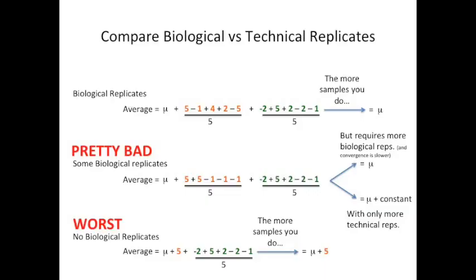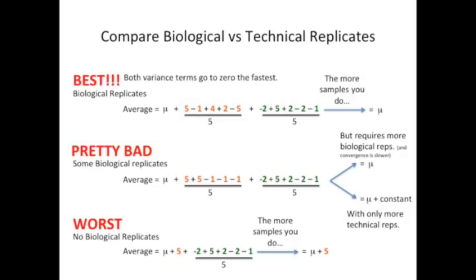This is because if we don't do enough biological replicates, we'll end up with an average read count that is equal to mu plus a constant, which is only representative of the sample at hand. Or, if we do enough biological replicates, we'll have to add so many extra copies of them. This takes more space on the sequencing machine and costs more money.